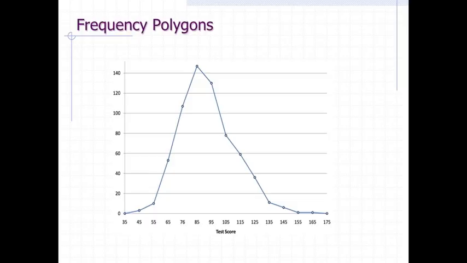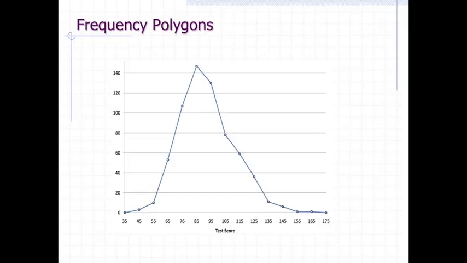Finally, connect the points. Note that there is one class interval below the lowest value in your data and one above the highest value. As a result, the graph touches the x-axis on both sides. You can easily see the shape of the distribution from this figure.